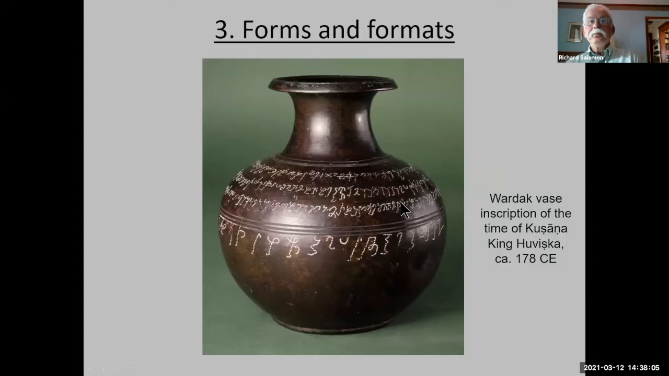It's a big bronze vase, as you can see, which is not a typical material for these kinds of inscriptions. It's a dated inscription, which is all too rare, and it's a date which corresponds to about 178 AD during the reign of Kuvishka, the last of the great Kushan kings. That's a very beautifully legible inscription. Again, they're not always like that. As I said, this is not so typical.